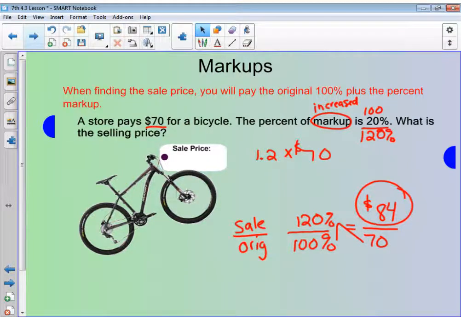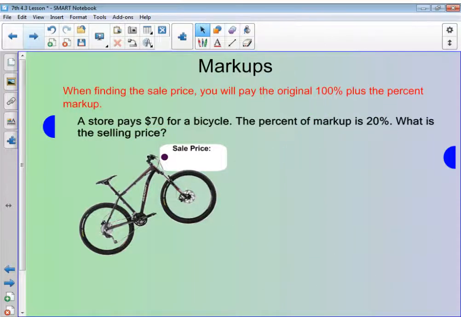Okay, so a markup is where you're selling something for more than what you paid for it so that you can make a profit.